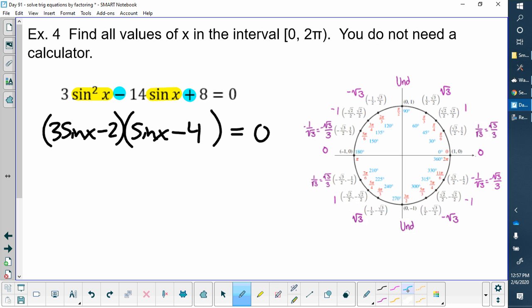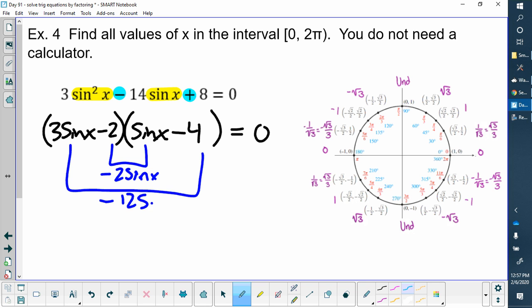But again, I'm going to check. That's negative 2 sine of x. And this is negative 12 sine of x. And those do combine to make negative 14. So I'm going to get rid of those.